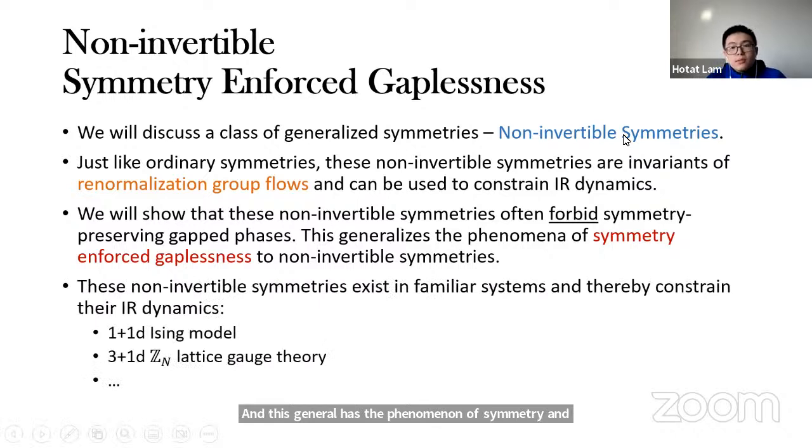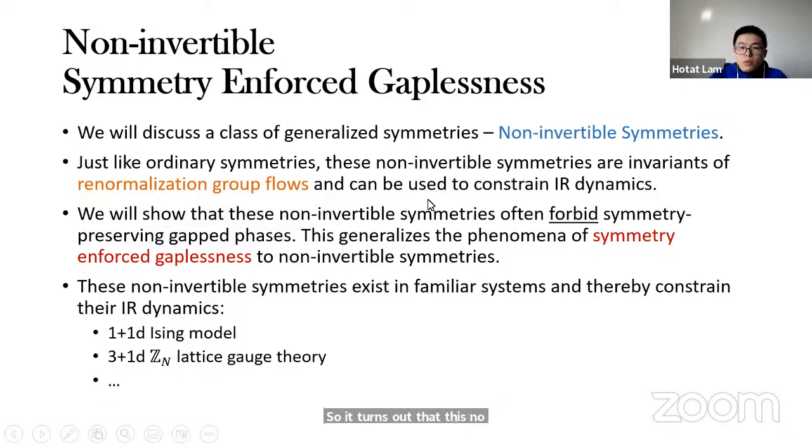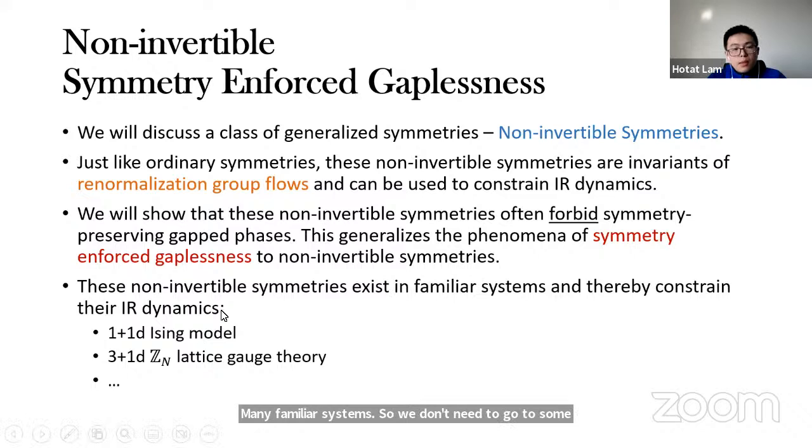It turns out that these non-invertible symmetries exist in many familiar systems, so we don't need to go to some exotic land to search for them. They exist, for example, already in 1+1D Ising models, which we have very good control over. They also exist in 3+1D Z_N lattice gauge theories and also many other examples. So using these rigorous results of symmetry-enforced gaplessness, we can actually make some claims about what happens to the infrared dynamics of these theories.